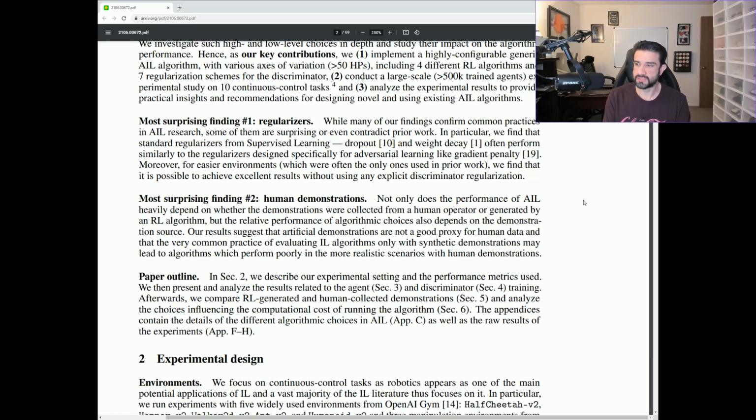While many of our findings confirm common practices in AI research, some of them are surprising or even contradict prior work. In particular, we find that standard regularizations for supervised learning, dropout and weight decay, often perform similarly to the regularizations defined specifically for adversarial learning, like gradient penalty. Moreover, for easier environments, which were often the only ones used in prior work, we find that it is possible to achieve excellent results without using any explicit discriminator regularization. So is that interesting to you? Is that a finding that's worth exploring more? If it is, great. If it isn't, okay, just skip it.